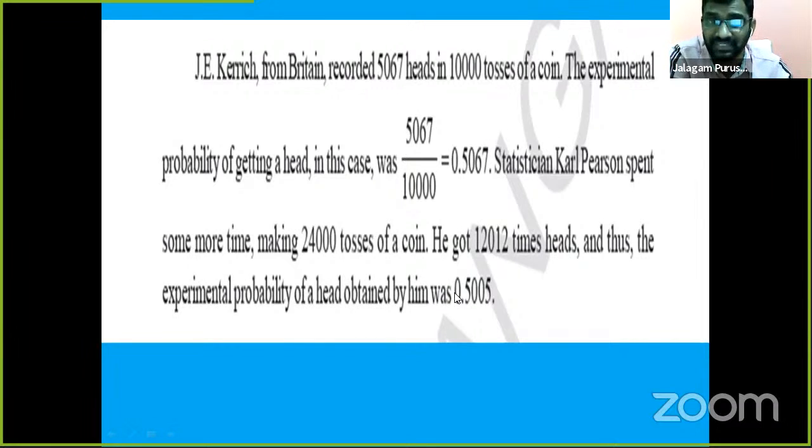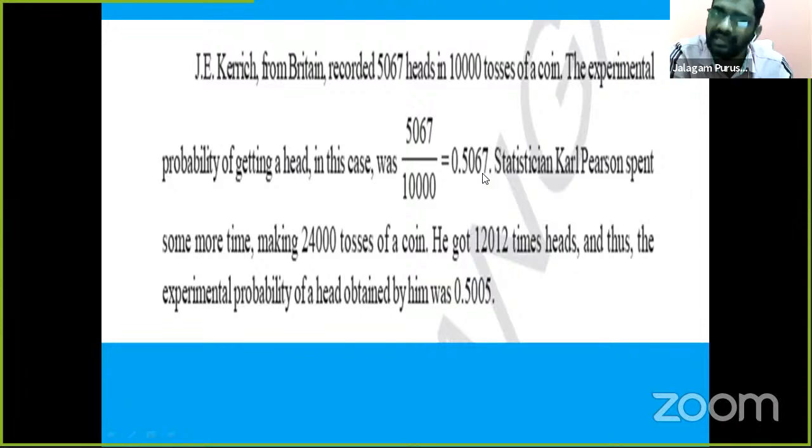They gather the information. Here, Karl Pearson tossed the coin 24,000 times. Children, listen here: how many times? 24,000 times. So he got 12,012 heads, and thus the experimental probability is 12,012 by 24,000. So the probability is 0.5005.